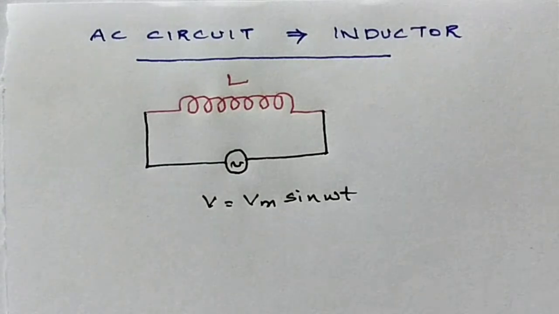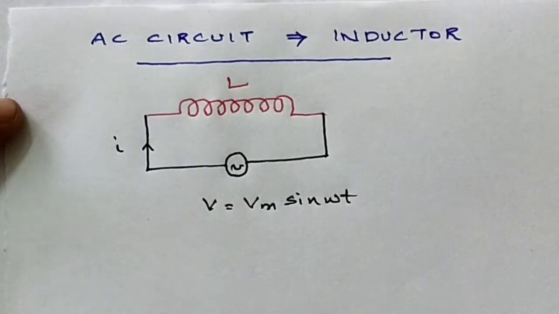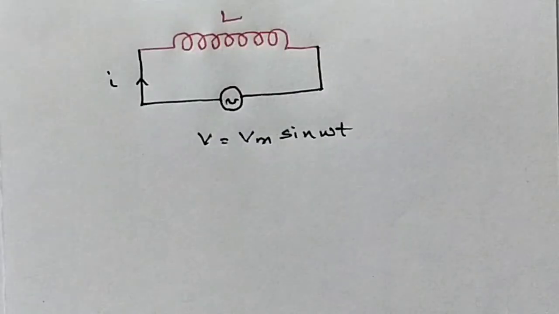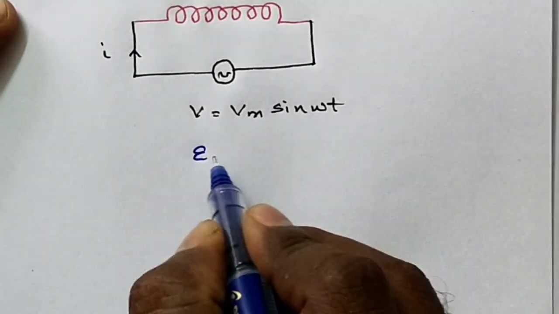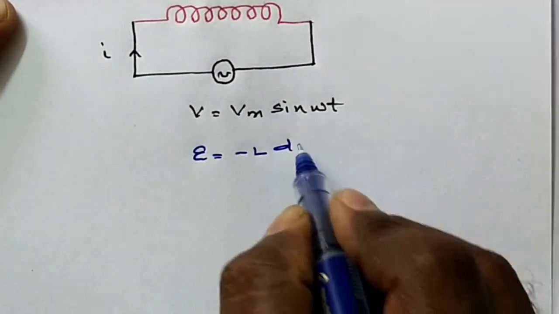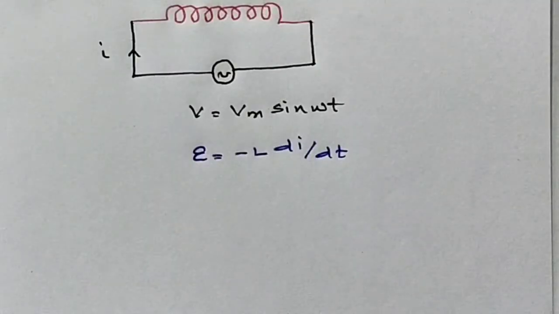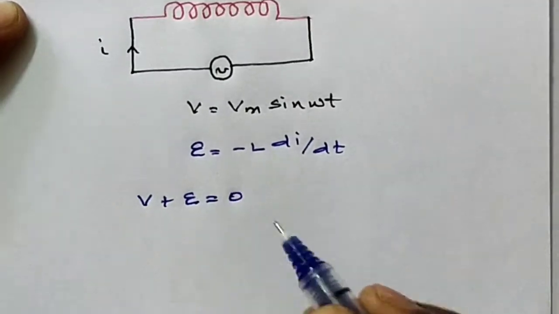Now the alternating current flowing through the inductor induces a back EMF, that is the self-induced EMF. This back EMF, as we already know, is equal to minus L di by dt. Now applying the Kirchhoff loop rule, V plus the EMF equals 0.